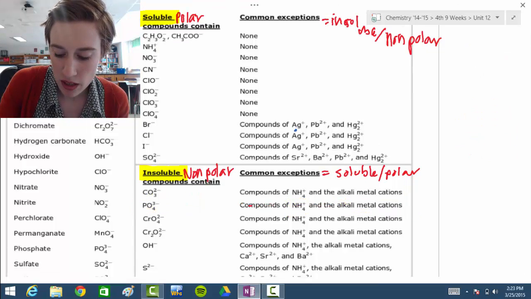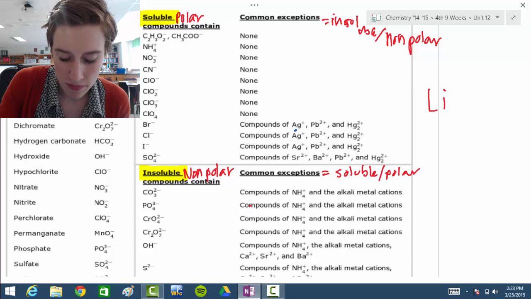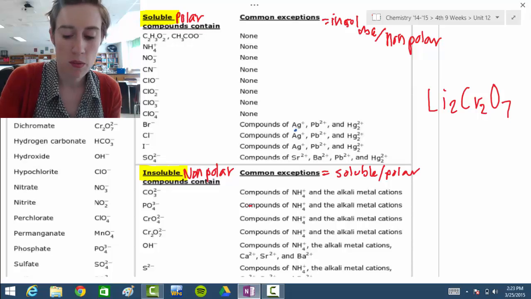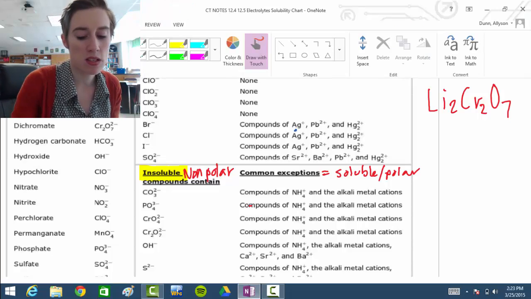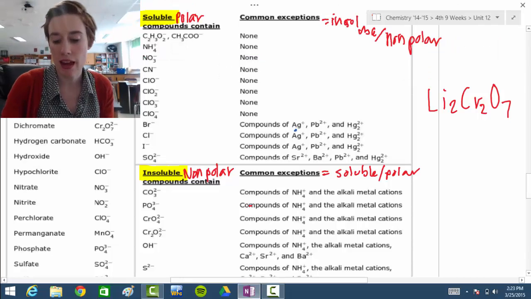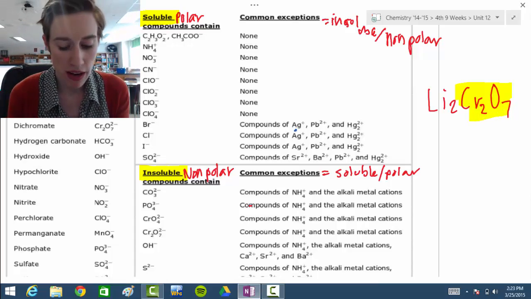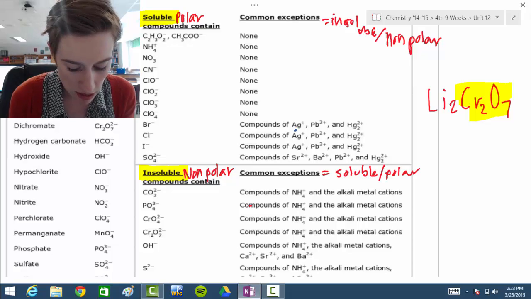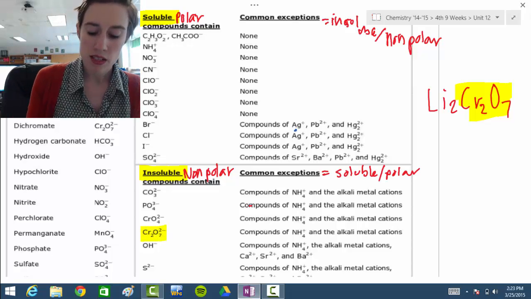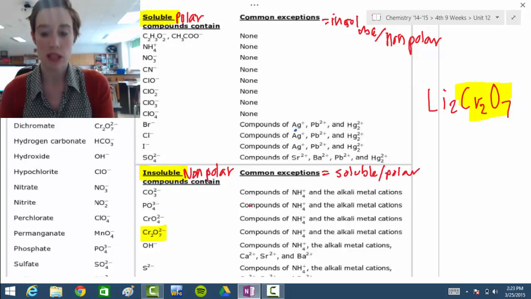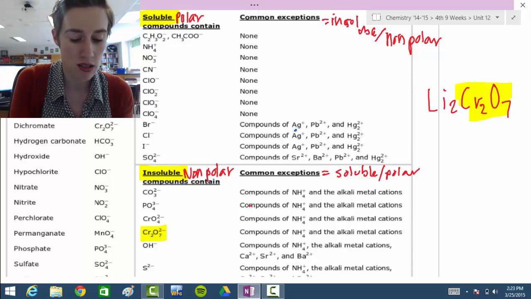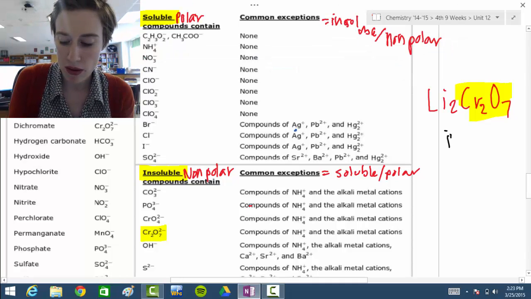What about lithium dichromate? Again, what do we do when we're trying to find if something is soluble or insoluble? We look at the anion. We look at the last half, Cr2O7. Let's try and find that on our list. It's right here. Cr2O7 is in the insoluble list. So you would think this compound is insoluble, right?